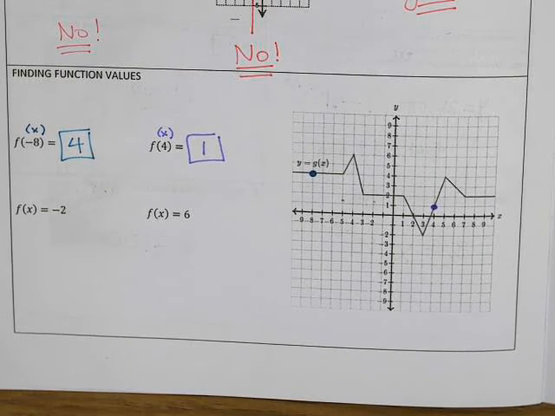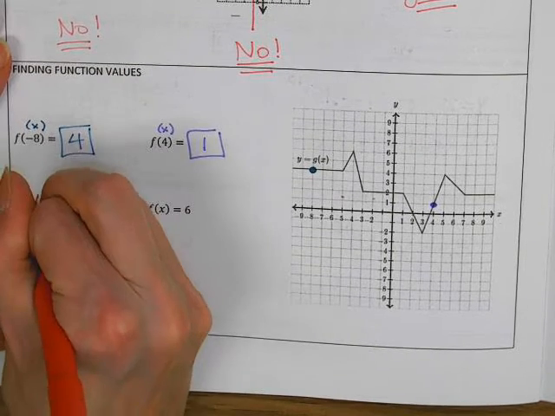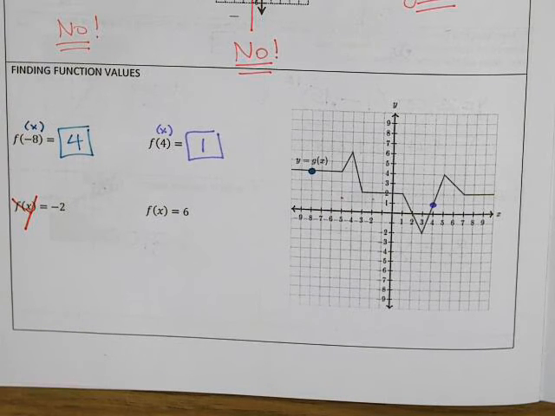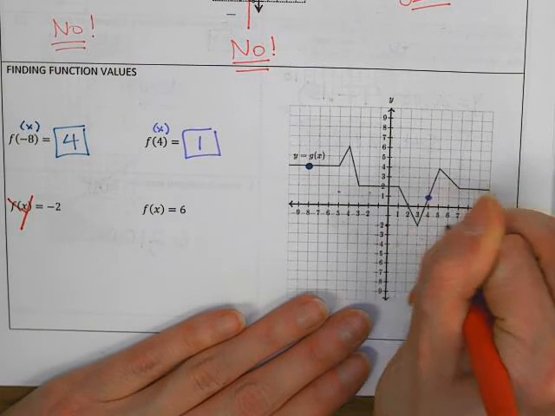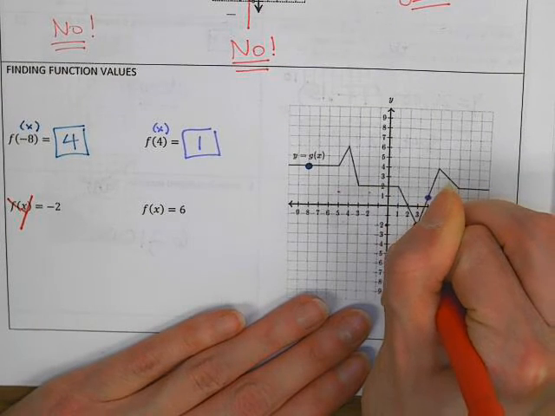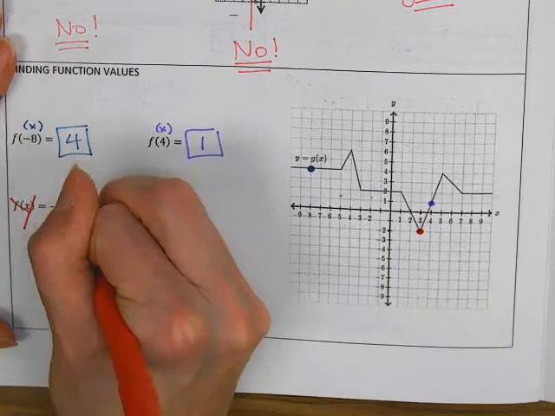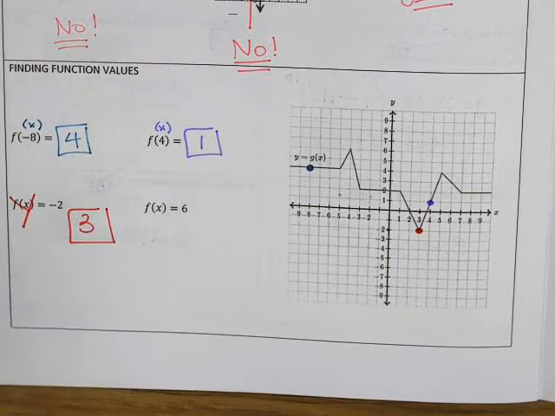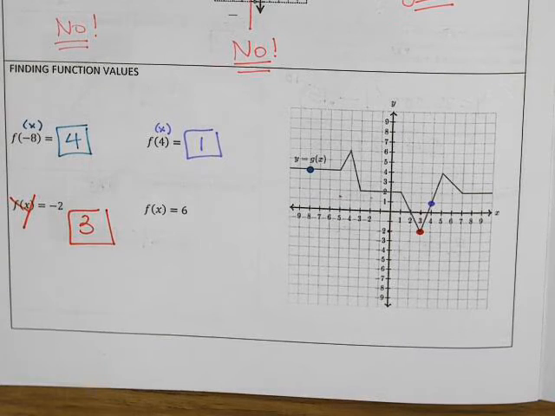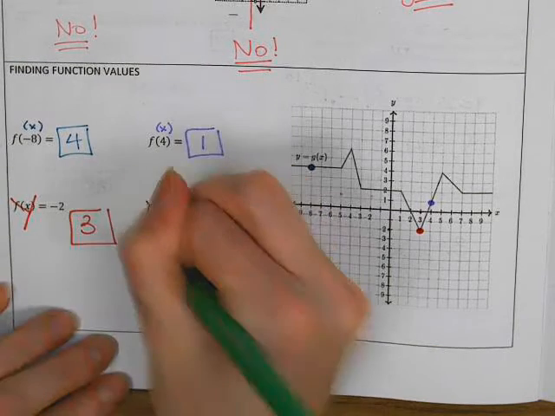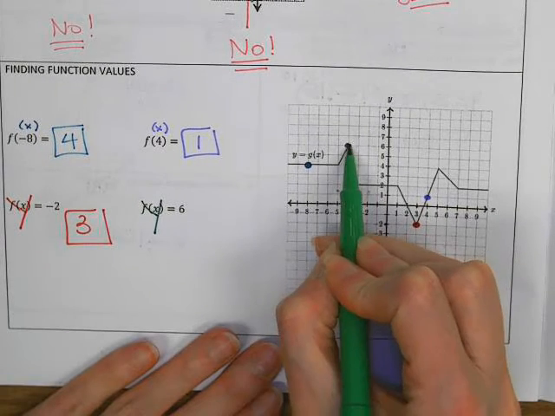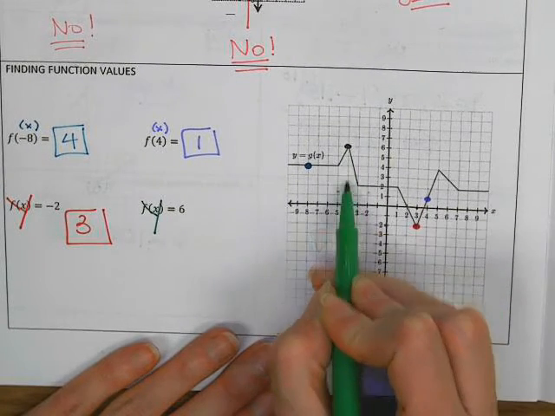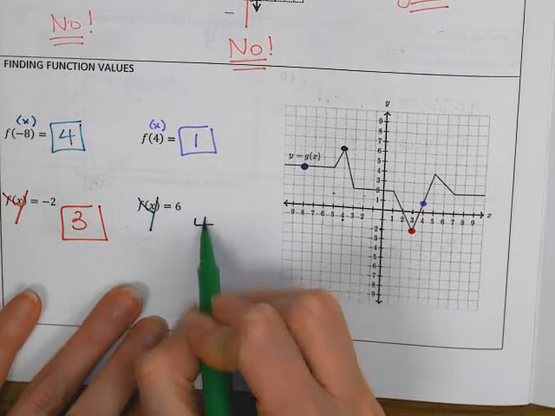Now these are different. This is saying y is negative 2, find x. So y is negative 2 here. At negative 2, the graph hits here, and that's at x equals 3. And then last one, y is 6 at what x? So y is 6 right here. That's at x equals 4.